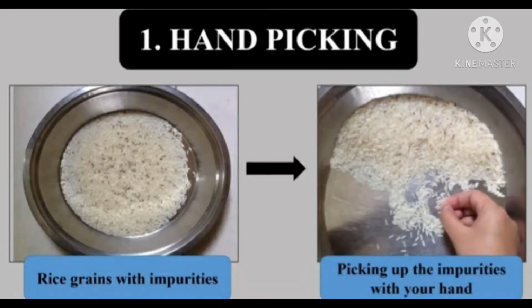Look at this picture, children. What is this? These are rice grains with some impurities, right? For removing these impurities, what will we do? That's quite simple. You will just pick up these impurities with your hand. You have seen your mother doing this almost every day. So this is called hand picking. Now you are separating two components by your hand.